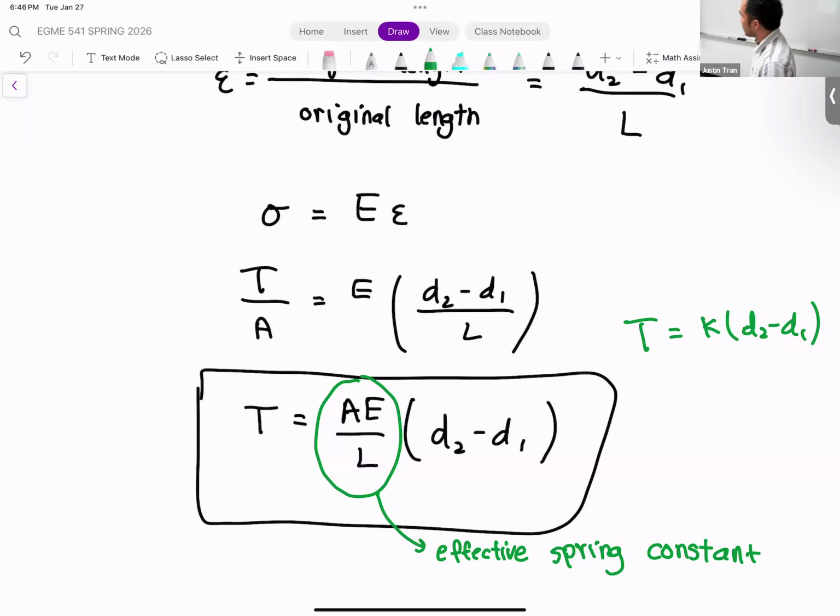That's all we've got time for today. When we come back on Thursday, we'll finish this derivation of the truss element stiffness matrix. We'll do some more examples, and then we'll move on to 2D problems from there. Thank you guys for coming today. I hope you have a good rest of your day, and I will see you on Thursday.